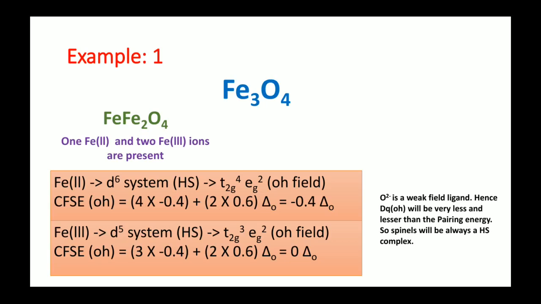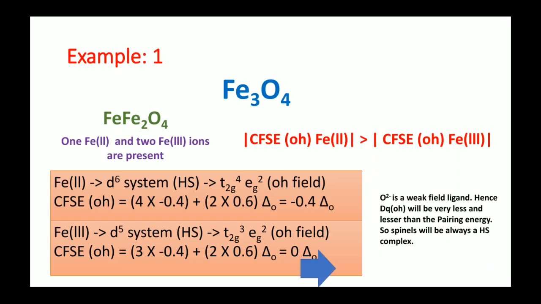So guys, when we compare the CFSEs we always talk about the mod value of the CFSE, because CFSE is a gaining energy and it is always negative. So therefore we have to talk about the mod value of the CFSE. So Fe2+ has the higher CFSE because the mod value of this is more than the octahedral CFSE of Fe3+, and hence the Fe2+ will prefer the octahedral site. It will be an inverse spinel, because the metal 2+ is coming to the octahedral site.